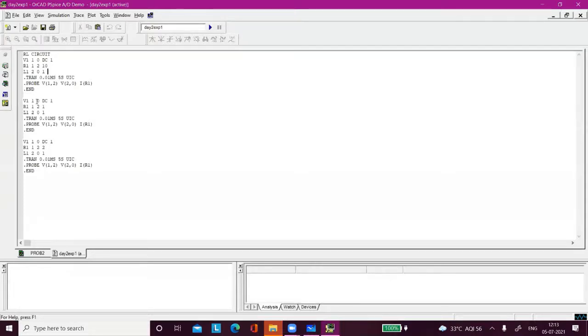Here we are simulating 3 RL circuits, with R1, L1, R2, L2. We now have 3 RL circuits. One consists of a 10 ohm resistance and 1 Henry inductance. The second one consists of a 1 ohm resistance and 1 Henry inductance. The third one consists of a 2 ohm resistance and 1 Henry inductance.